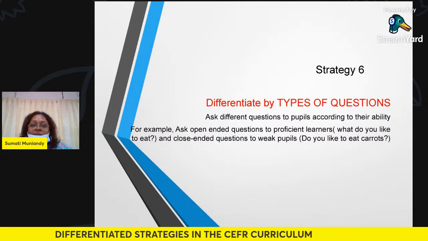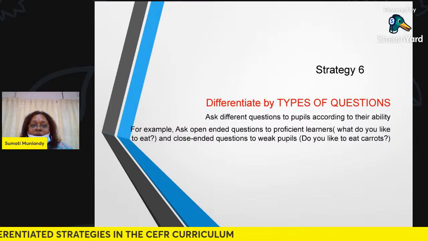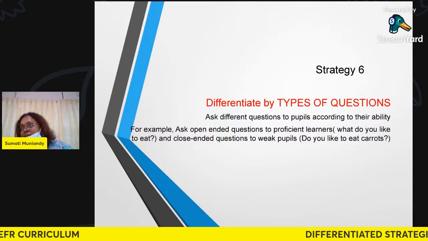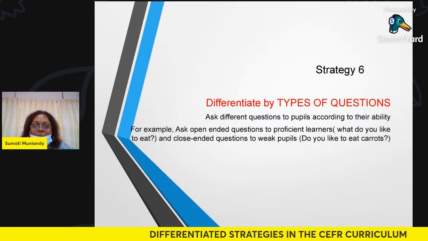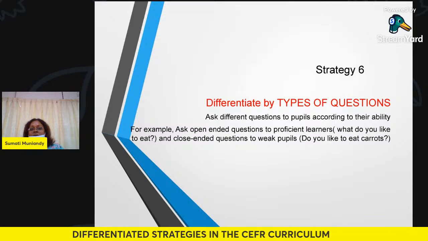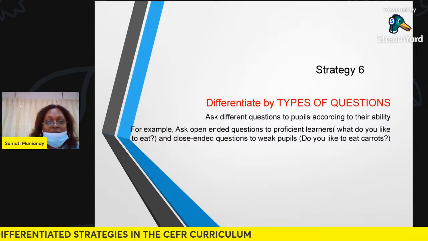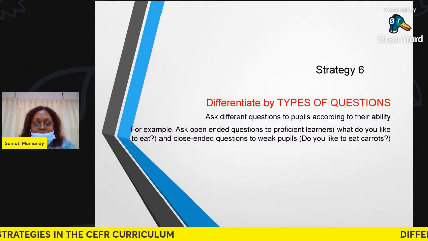But what about the weak learners? Maybe you can ask a close-ended question. Do you like to eat carrots? Yes. Then it's okay. That means you achieve your goal. Don't set the same outcome for everybody. It's not going to work.